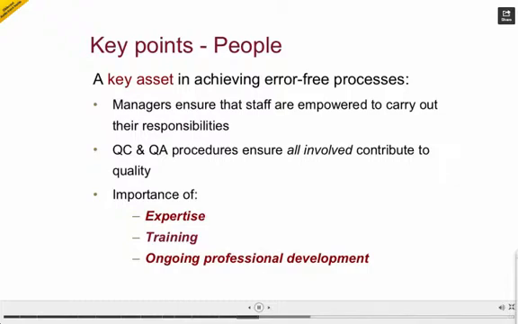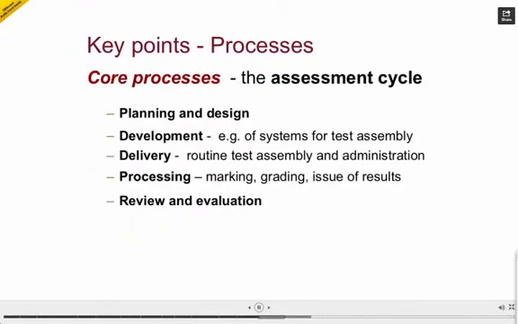Okay, core processes. This is the term that is used, the core processes. And this is really defining what the organization is doing at a macro level. And in assessment, I would argue that there is a five-stage assessment cycle. So if you look at Bachman, or if you look at Fulcher and Davidson, or if you look at any of the other handbooks, they have these stages, or these aspects within a cycle. They may call them different things, but you can boil it down to these five things.